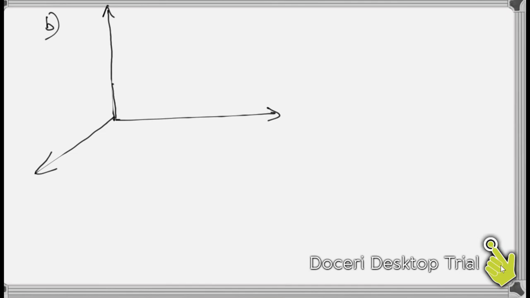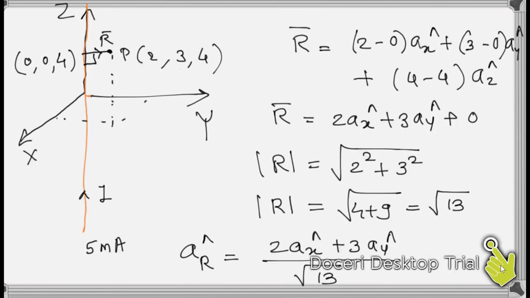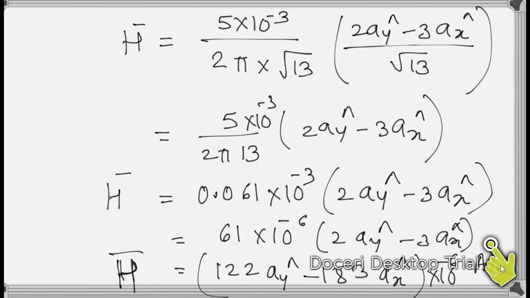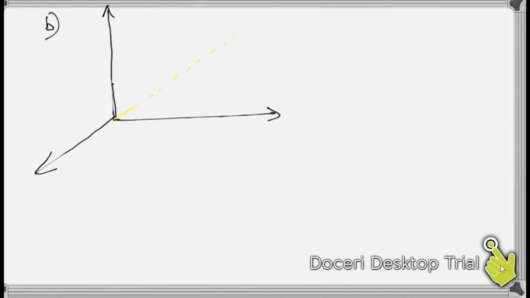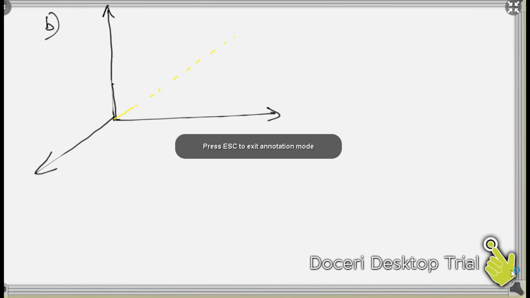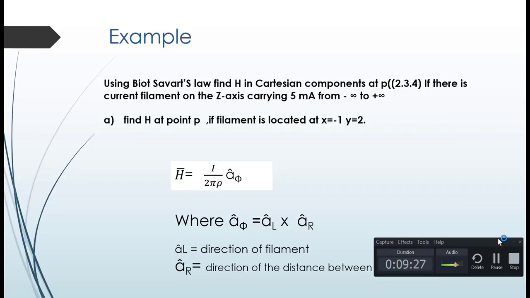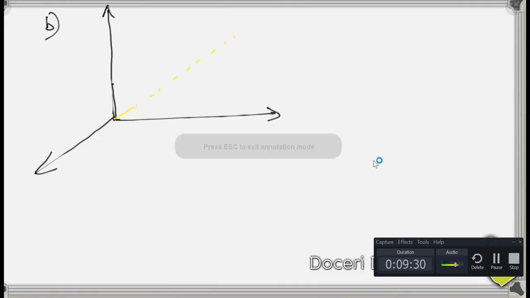What is the second part? Second option is they have given that the filament is placed at some another point. It is not on z axis. So where it is placed? It is placed at x equal to minus 1 and y equal to 2.